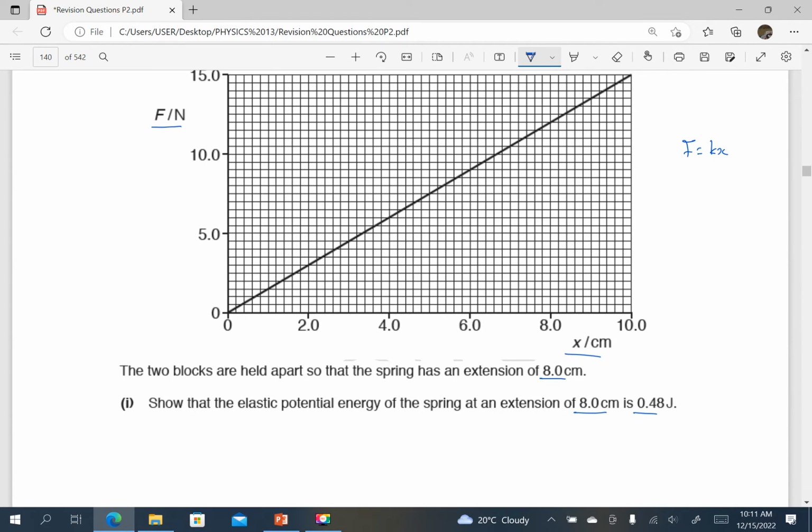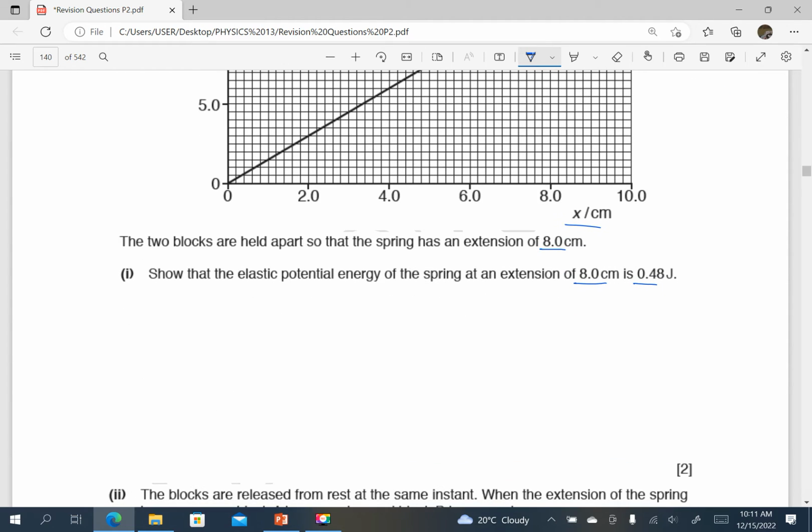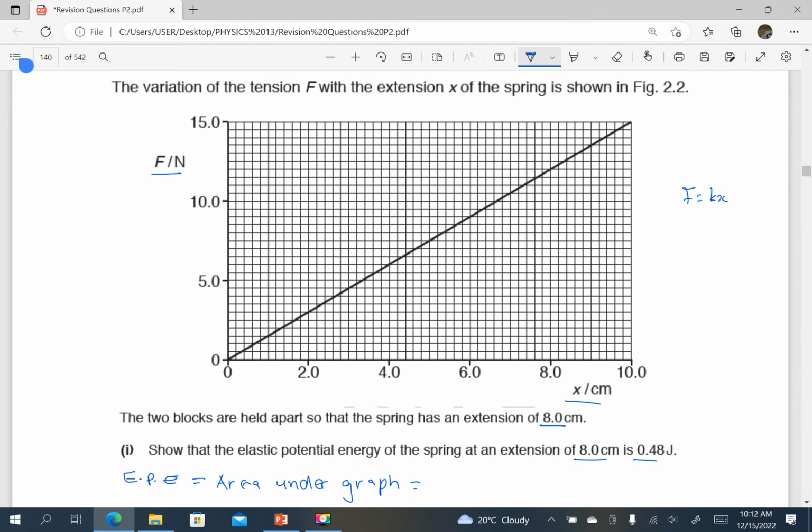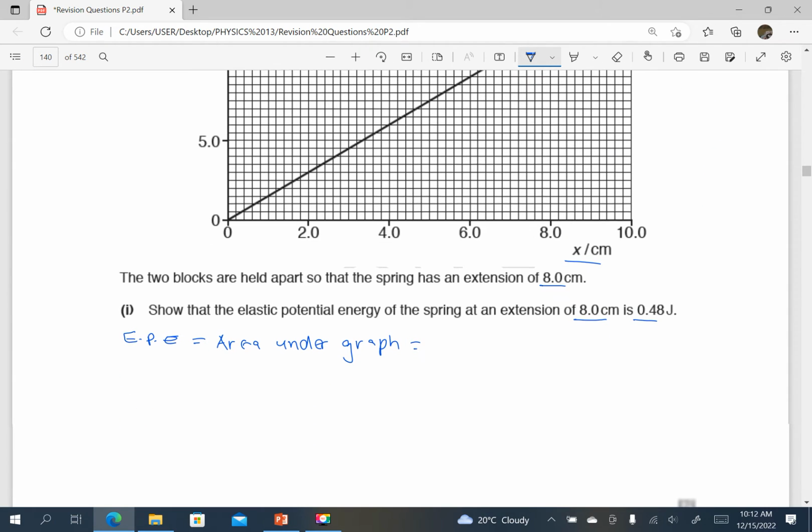Okay, so this is a graph of force against extension, that is Hooke's law. And we know that when the spring is extended, elastic potential energy is stored. And we know that elastic potential energy is going to be equal to the area under the graph. The work done in stretching the material, that is the area under the graph, which is the elastic potential energy. And since it is F and X, of course, this is going to be a half times Fx.